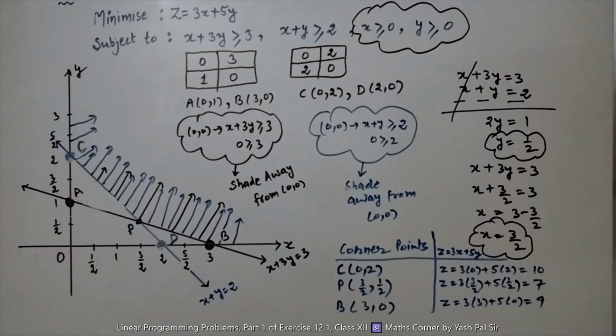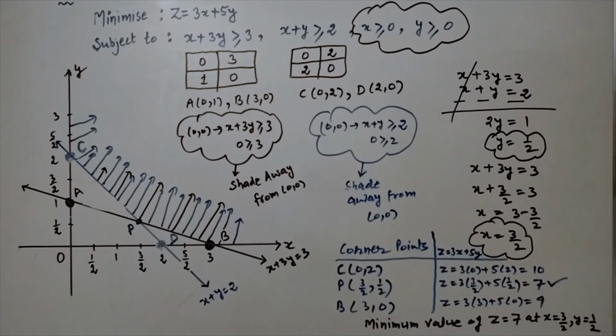So what was the question? Minimize Z. So minimum value is 7. So result is minimum value of Z is equal to 7, which is obtained at x is equal to 3 by 2 and y is equal to 1 by 2.